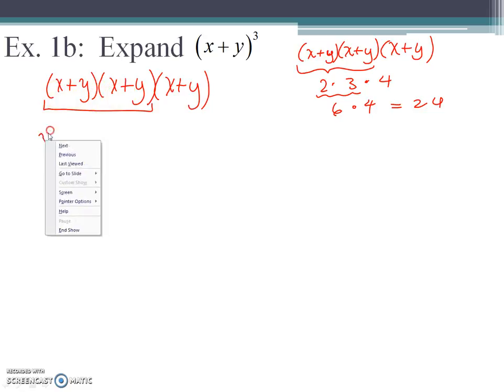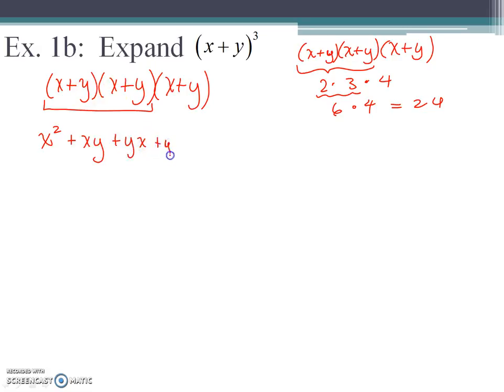X times x is, of course, x squared. X times y is xy. Y times x is, of course, yx. And y times y is y squared. We still have this big mess times x plus y. Now, xy and yx are the same. Multiplication is commutative. So we can combine those two like terms to get x squared plus 2xy plus y squared. Those combine to make that. And we've got our x plus y.